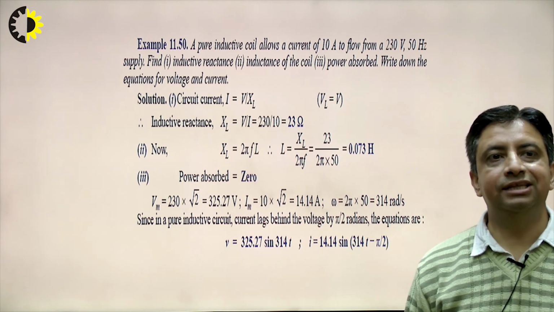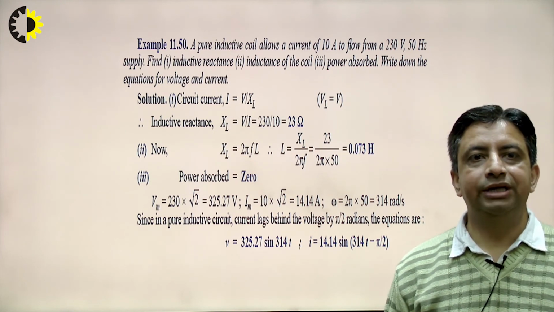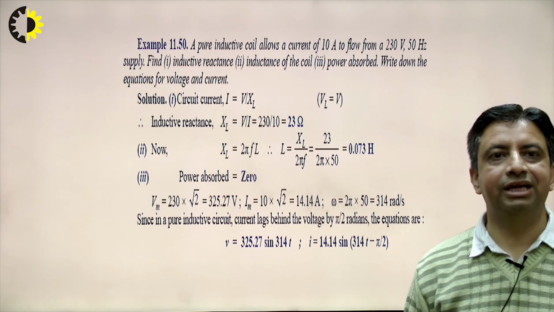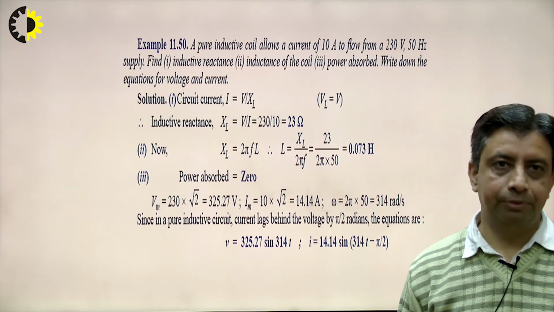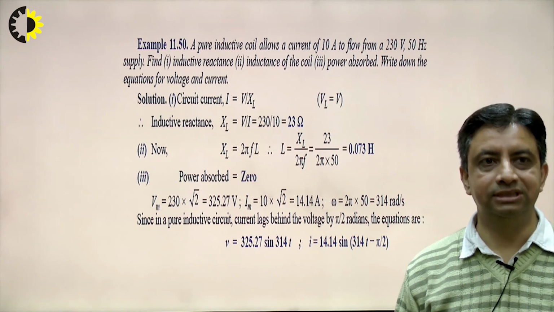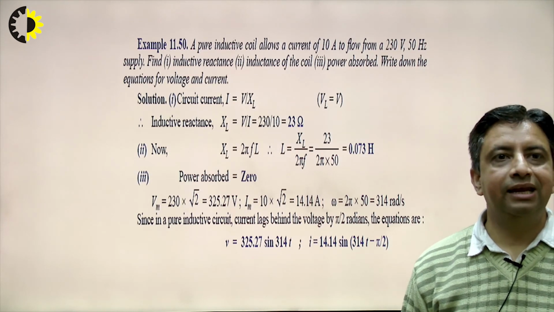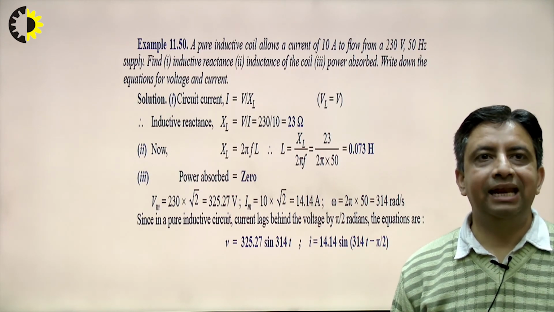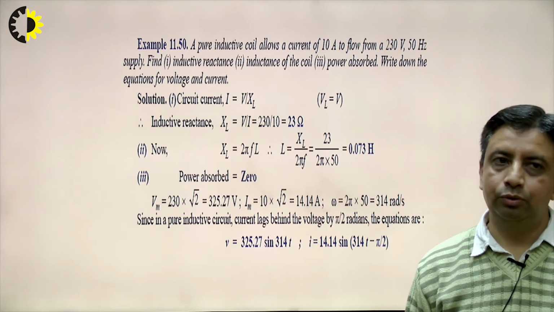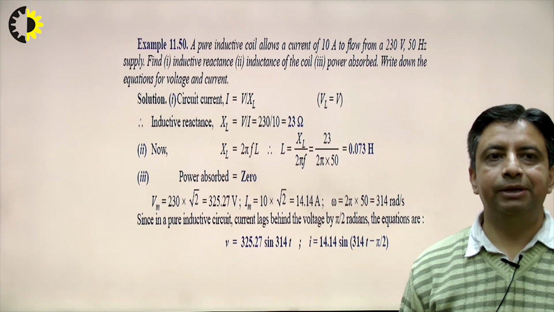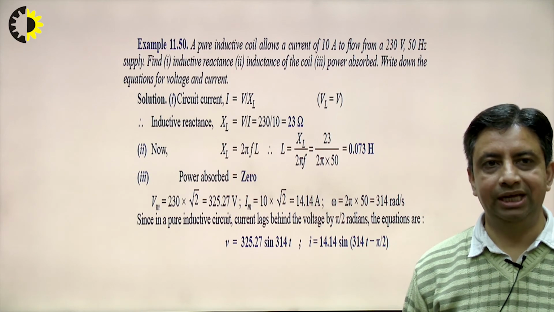Now, we know that XL is equal to 2 pi FL. So, using this formula, L will be equal to 0.073 Henry, or we can say 73 millihenry. And the power absorbed, we know that in case of a purely inductive circuit, it is equal to 0. And the last is to write down the equation for voltage and current. So, again convert this 230 volt and 10 ampere into maximum value. So, Vm will be equal to 230 into root 2, and similarly Im will be equal to 10 into root 2. So, we can write down the expression for voltage and current.